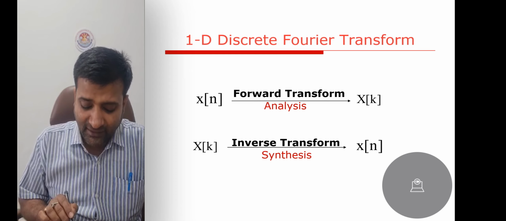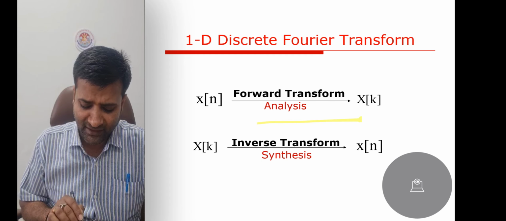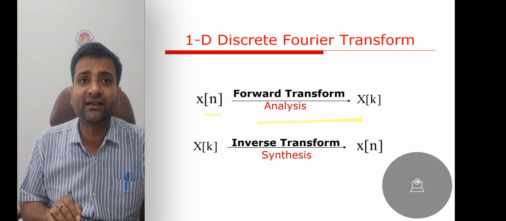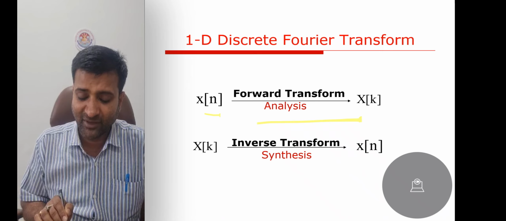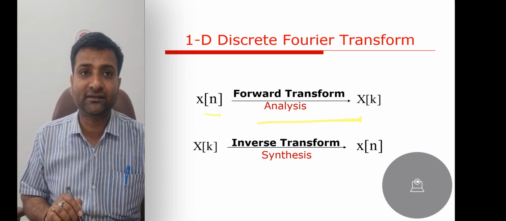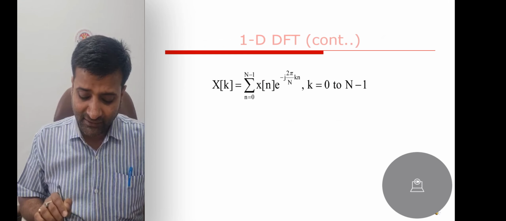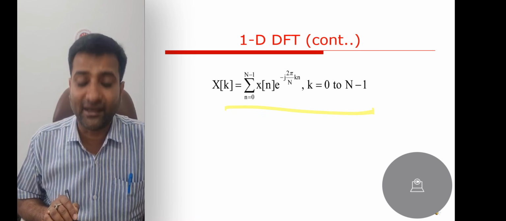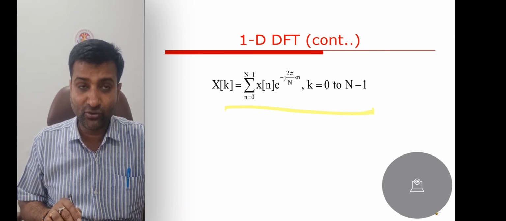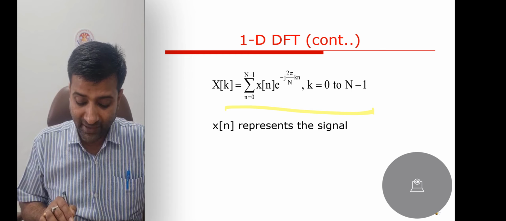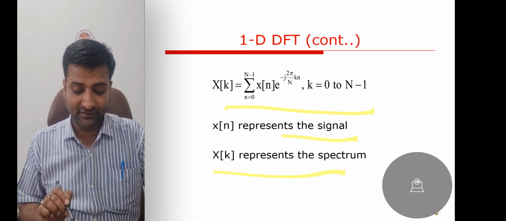This is the mathematical representation of the one-dimensional discrete Fourier transform. Here x(n) is the input signal, and taking the one-dimensional Fourier transform gives X(k); taking the inverse of this transform gives back the original signal. X(k) equals summation n equals 0 to N minus 1 of x(n) e to the power minus j 2 pi kn over N. Here x(n) is the input signal and X(k) is the representation of the signal.